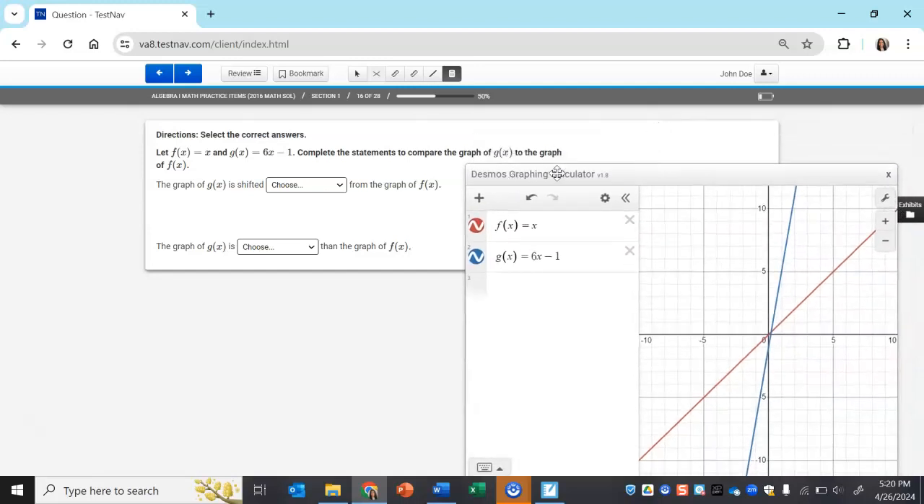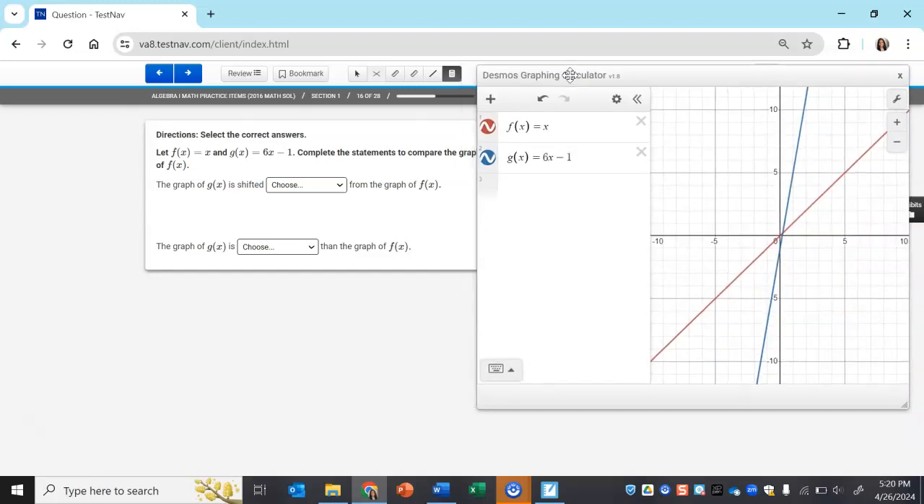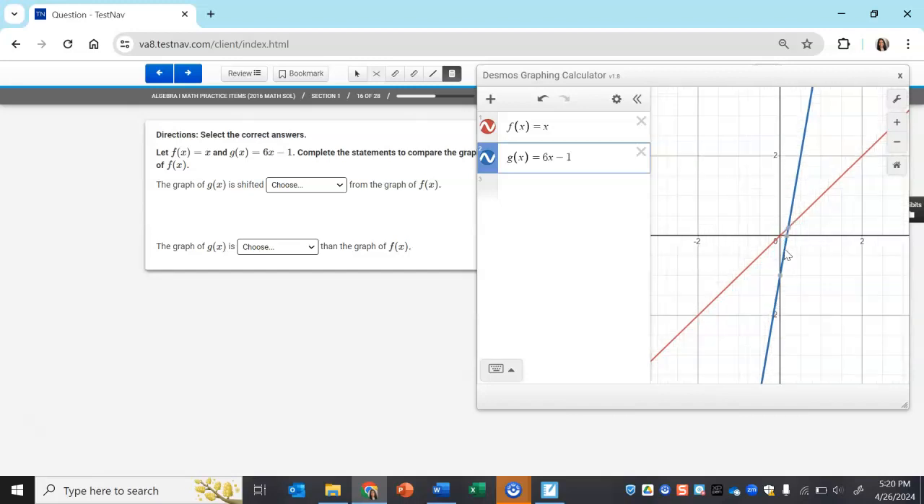Okay. Complete the statements to compare the two graphs. Okay, the graph of g of x, so the blue graph here, is shifted up or down. To see if it's shifted up or down, just look at the y-intercepts, okay? So the g of x, the blue graph, it definitely went down. It's lower than the y-intercept of the red graph, so it did move down. And the graph is it steeper or less steep? Well, it's definitely steeper because it's more slanted than this one, the red one. So I'm going to say it is steeper.